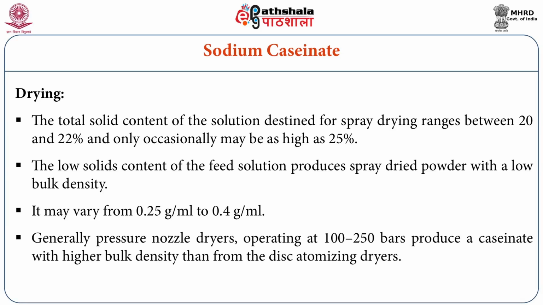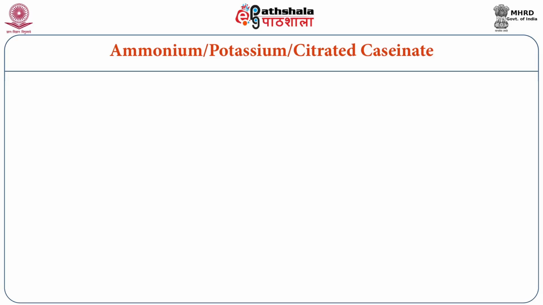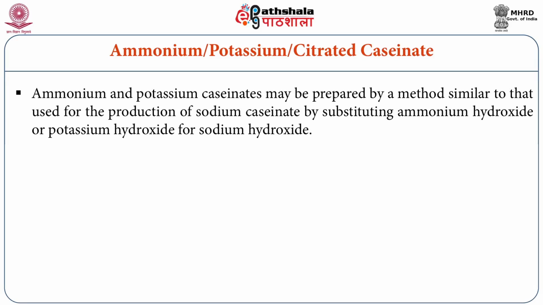Generally, pressure nozzle dryers operating at 100 to 250 bars produce a caseinate with higher bulk density than from the disc atomizing dryers. Other types of caseinates are ammonium, potassium or citrated caseinates. Ammonium and potassium caseinates may be prepared by a method similar to that used for the production of sodium caseinate by substituting ammonium hydroxide or potassium hydroxide for sodium hydroxide.